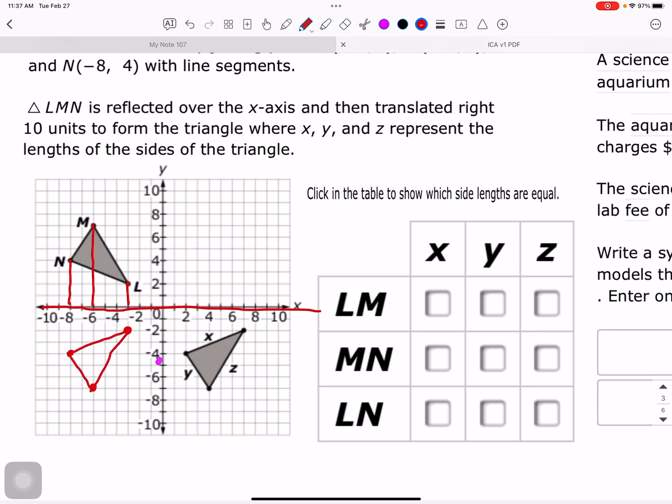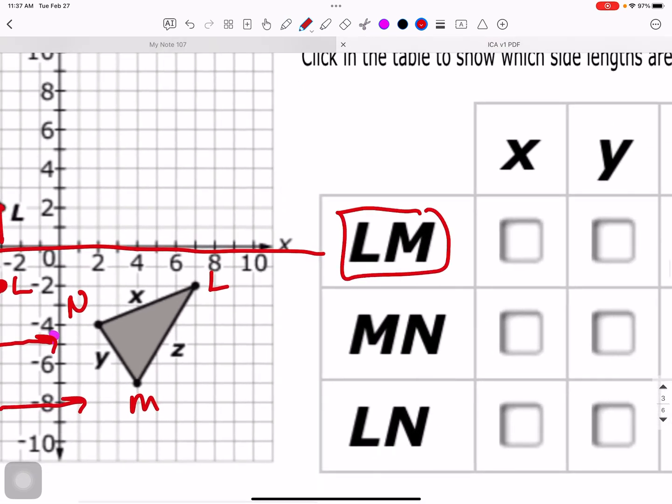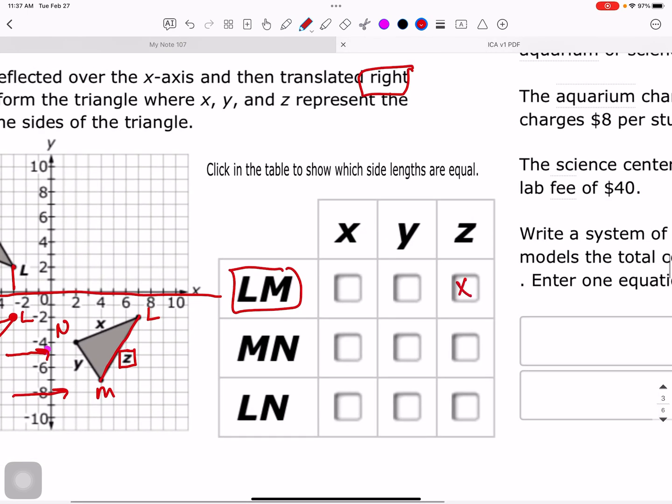And I'm going to label, this is where L went to, this is where M went to, this is where N went to. If then we slide it over into place and we go right by 10 units, then this is where the L ends up. It's easy to see. This is where the M ends up, and this is where the N ends up. So let's see. LM is from here to here. That's really the Z side. LN is really the X side. And the short side, NM, is the Y side.